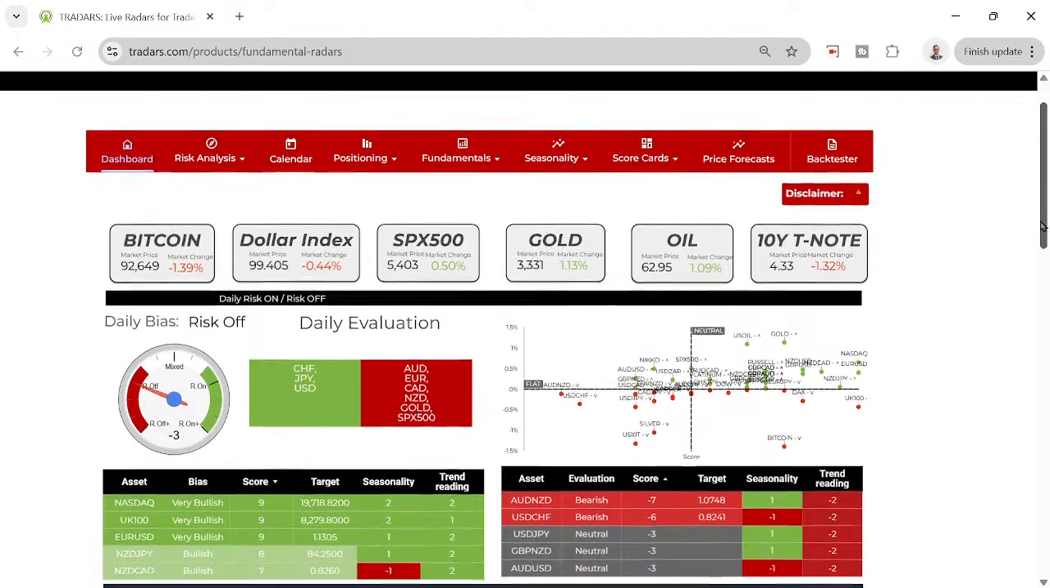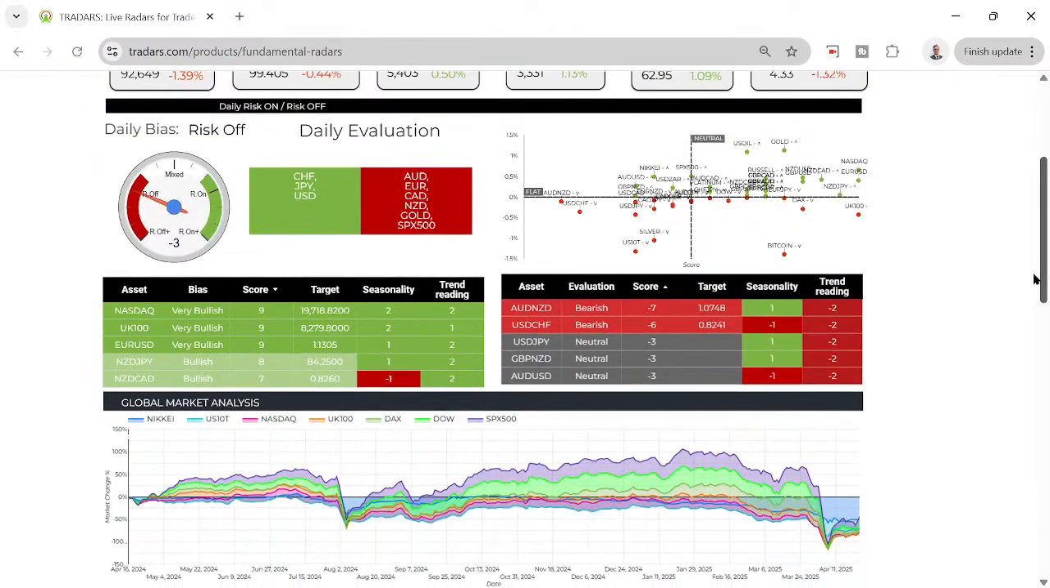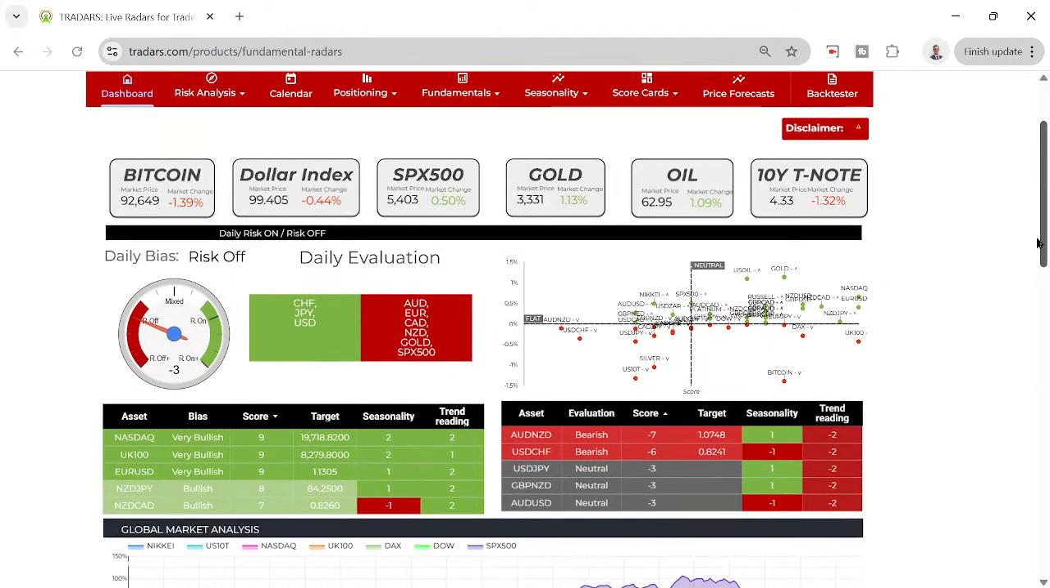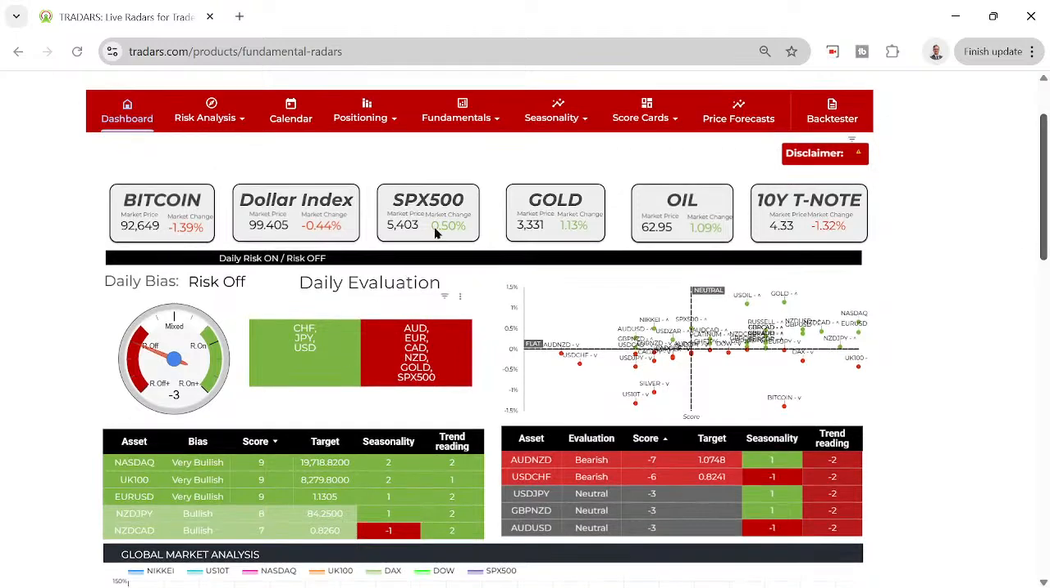4.33. I mean, it's not awesome. It's not awesome sauce, but risk off. Dollar should be strong. And it's not. So that discorrelation is continuing now.